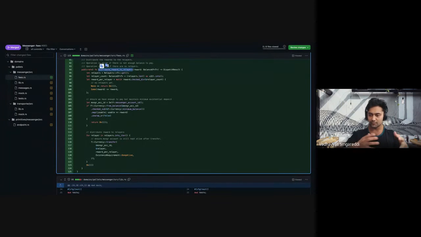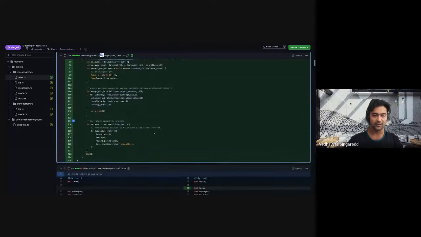Here, even when a source domain sends a message to the destination domain, it also sends along with the actual message the responses that it has received for the previous messages that it has sent, so that it's an indication for the destination domain to actually distribute the rewards. And that is what we do here.